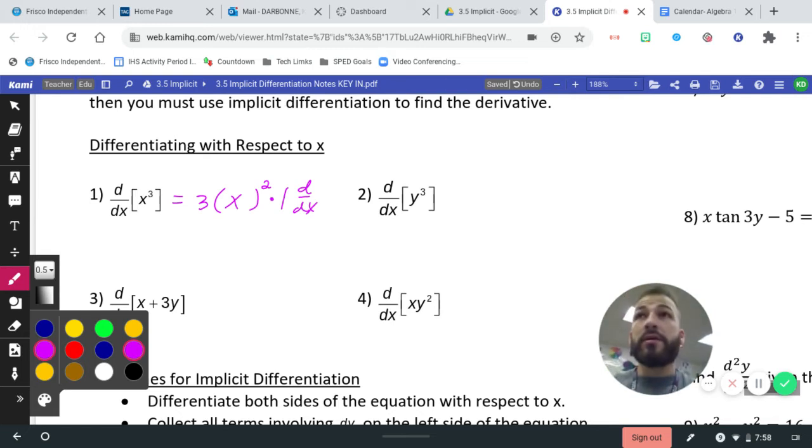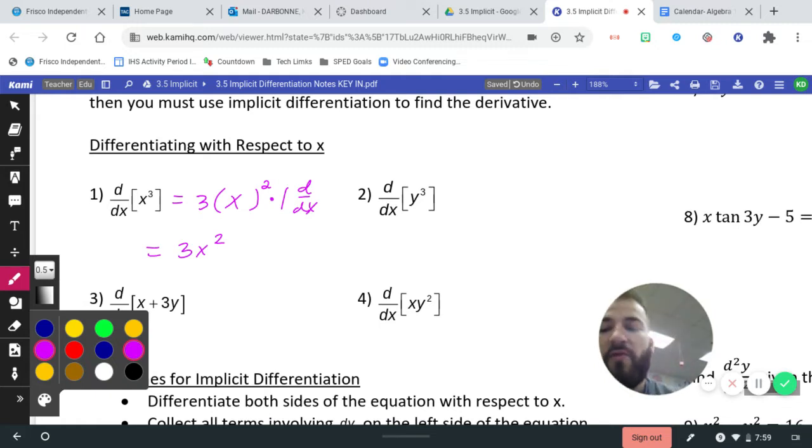Now you might be like, Mr. Abone, we've never written this d dx term before. You're correct, because technically we've been very, very lazy up until this point. We have not been writing that d dx. d dx just means the derivative with respect to x. Now, dx dx is just equal to 1. So when I get that term, it really just goes away. 1 times 1 is 1. So our derivative is just 3x squared. Because I took the derivative of x with respect to x, which is kind of like dx over dx. So it just becomes 1.